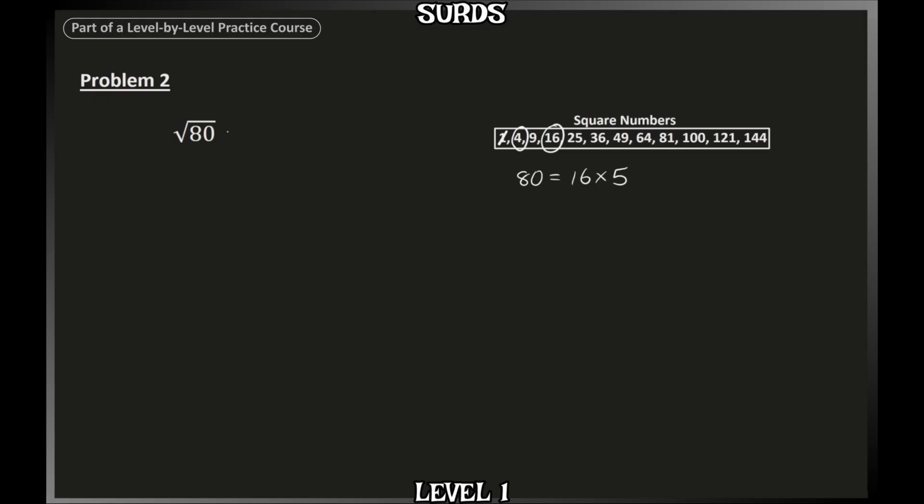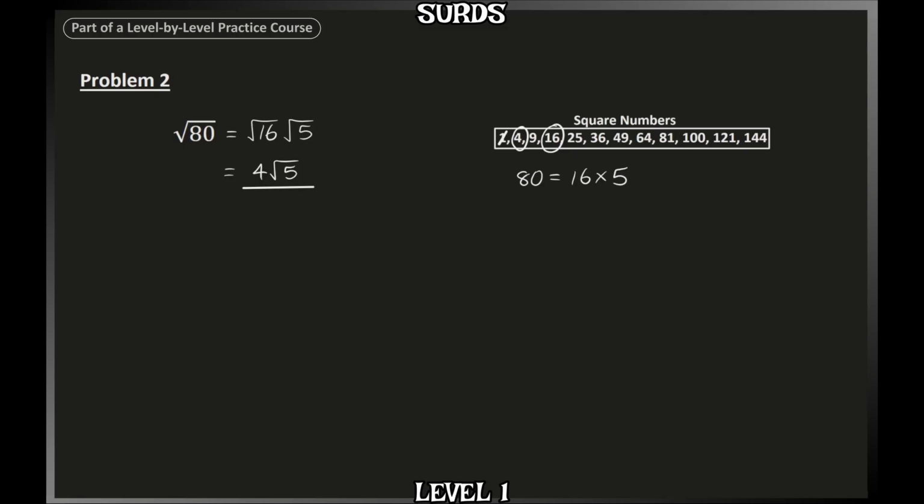So this means that the square root of 80 can be written as the square root of 16 multiplied by the square root of 5. And because the square root of 16 is 4, this just becomes 4 root 5. Now 5 can't be divided by any of the numbers on our list of square numbers, so this is simplified.